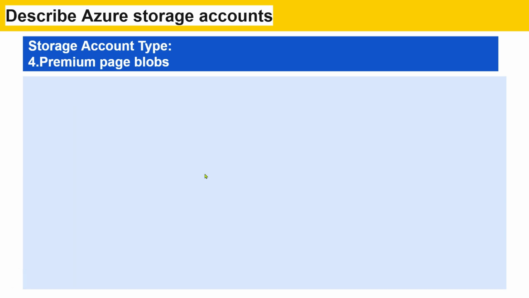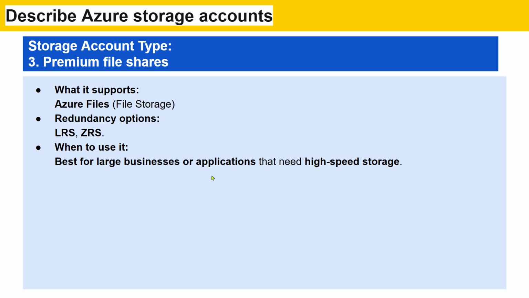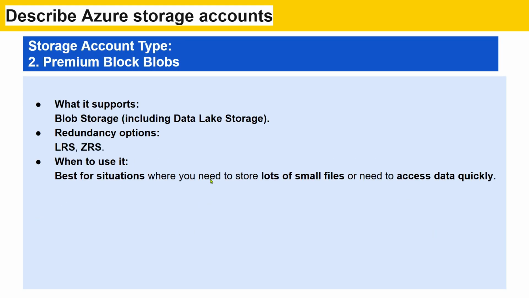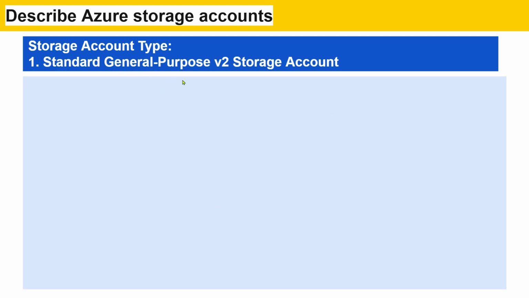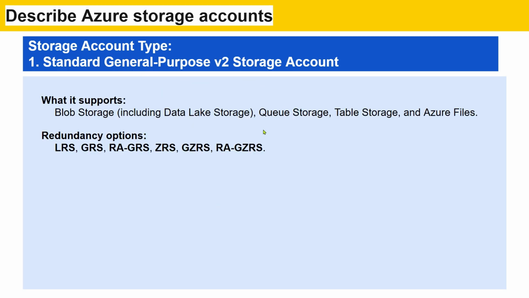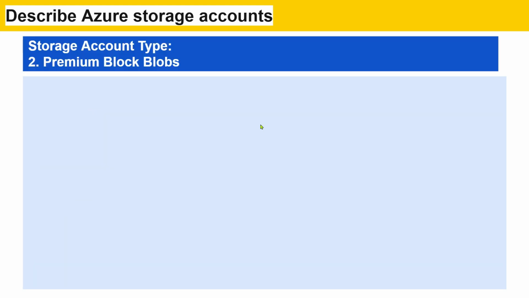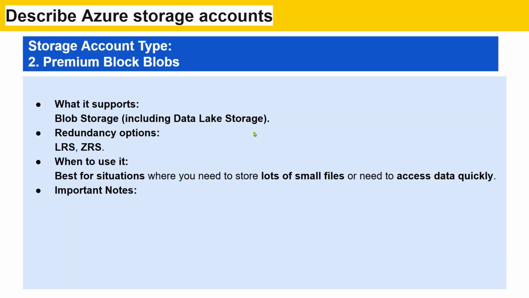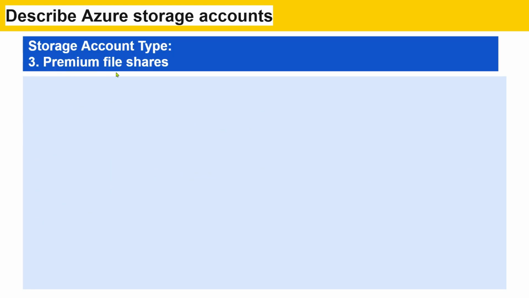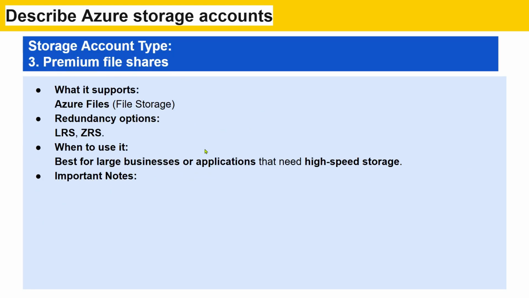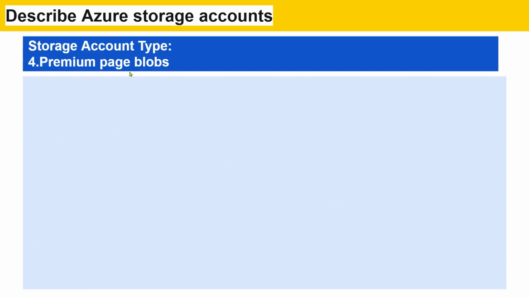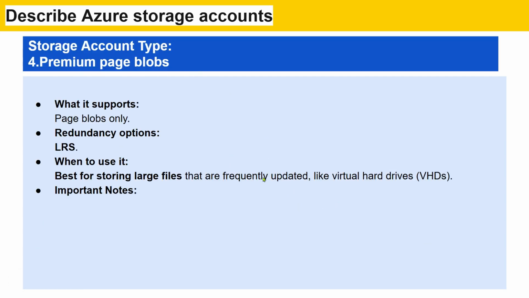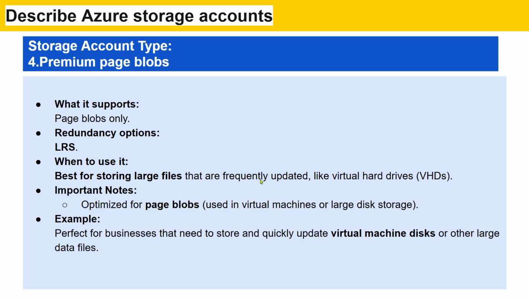Right now, all you have to do is remember these four different account types and a bit of their information that we saw. The first one is the standard general purpose V2 storage account, the basic one. The second one we saw is premium block blobs, and the third one we saw is premium file shares, where NFS is enabled, and premium page blobs. These are the four different storage account types.